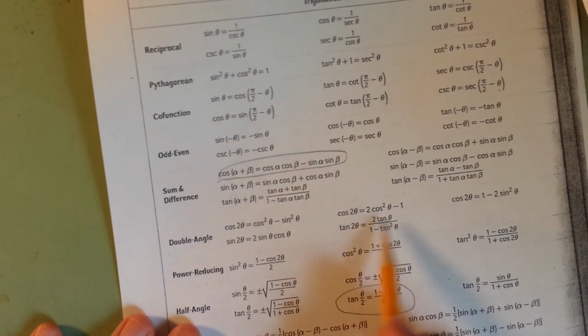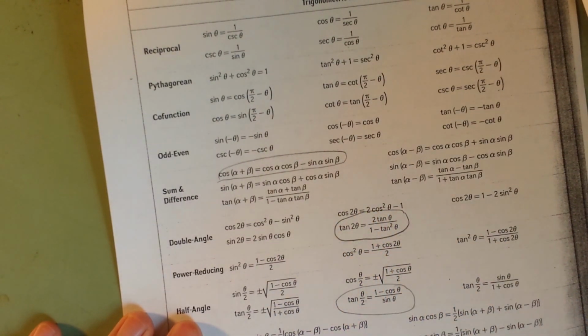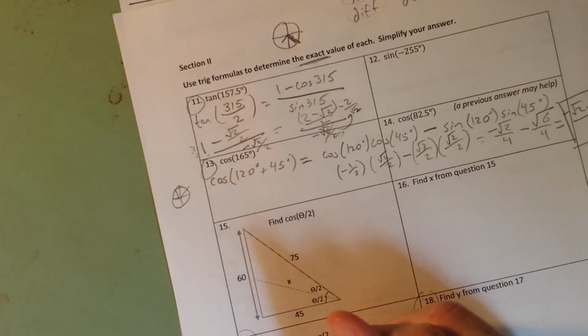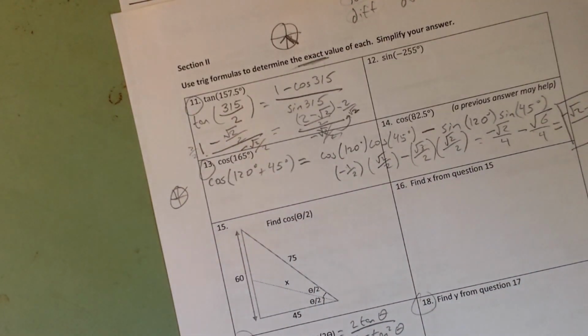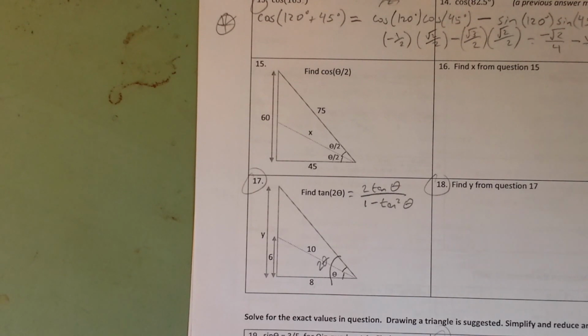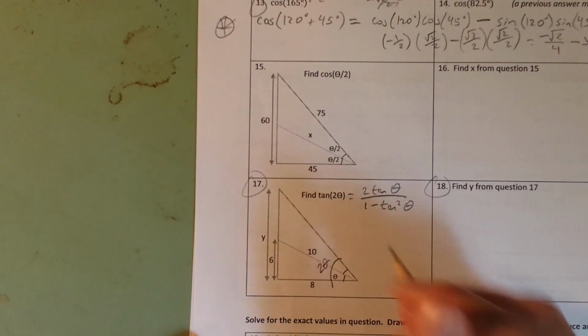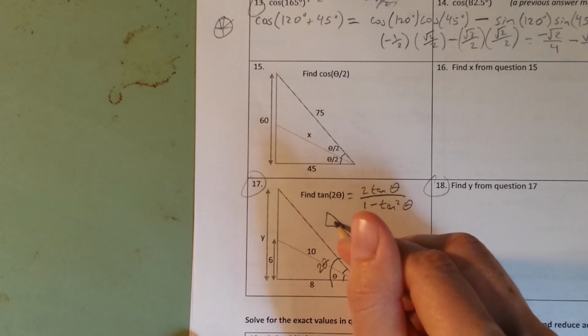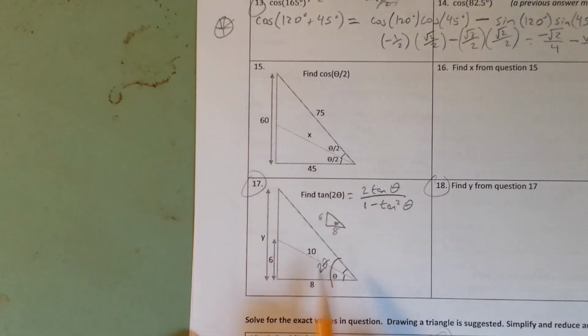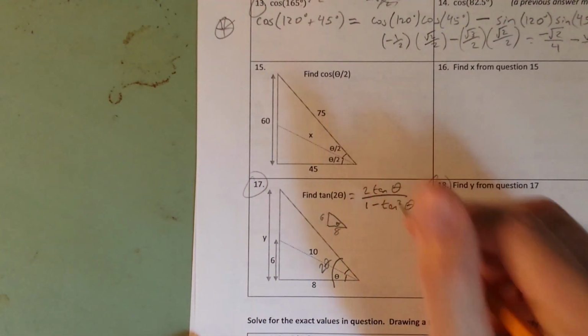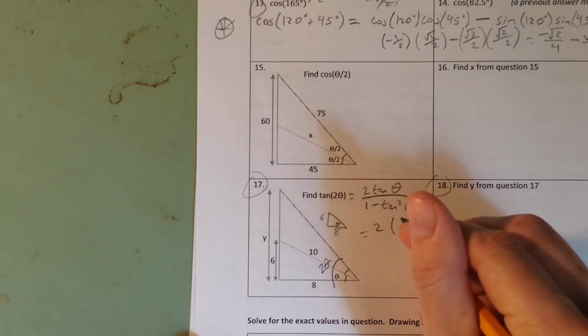So tangent of 2 theta is 2 times tangent of theta over 1 minus tangent squared. That's the formula I'm going to use. So that's 2 times tangent of theta over 1 minus tangent squared of theta. Okay. Now, what's tangent of theta? Well, here's theta. So in this triangle with theta, we've got a 6 as the opposite and an 8 for the adjacent. So tangent of theta is 6 over 8. So everywhere I see tangent of theta in this formula, I'm going to put in 6 over 8.